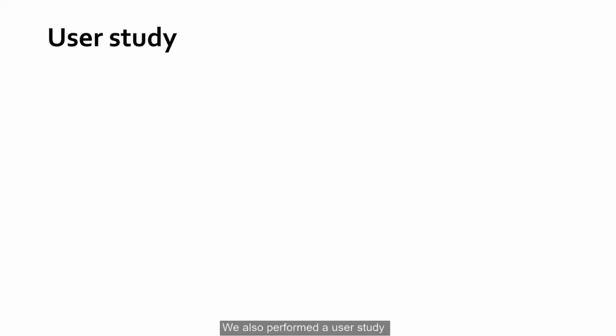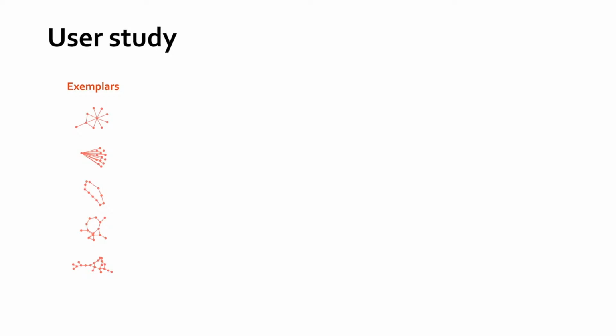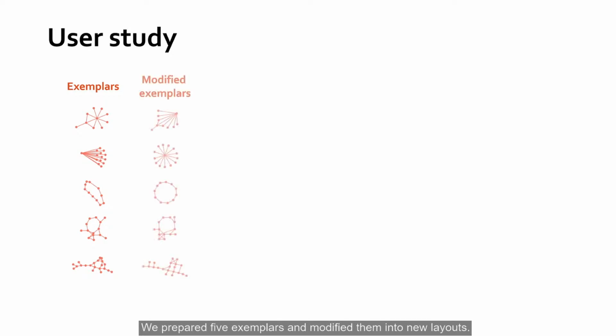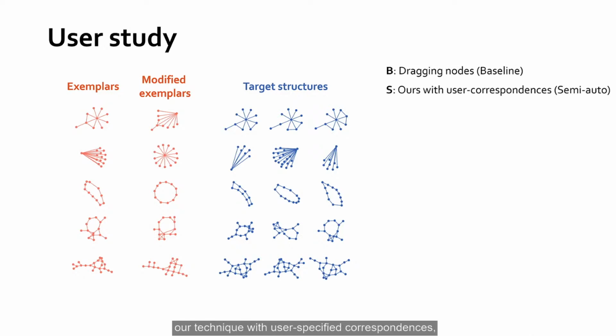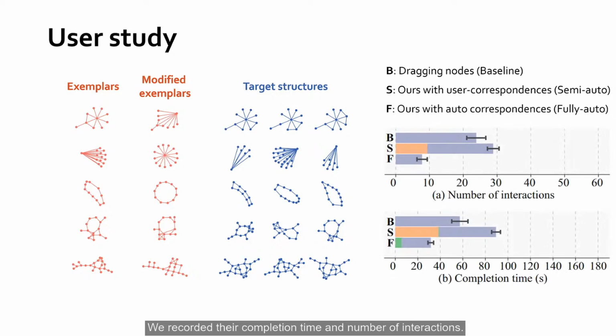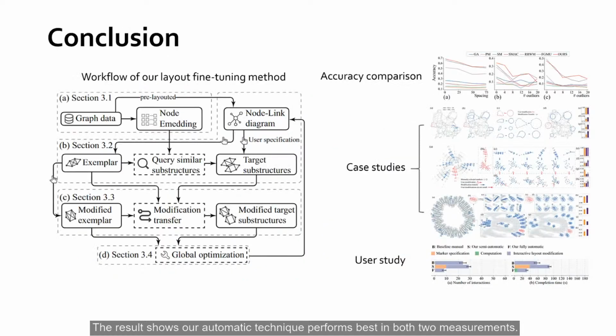We also performed a user study to verify whether our modification transfer technique can reduce human error. We prepared 5 exemplars and modified them into new layouts. For each exemplar, we prepared 3 target structures and asked the participants to fine-tune these target structures using 3 different techniques: dragging node, our technique with user-specified correspondences, and our technique with auto-generated correspondences. We recorded their completion time and number of interactions. The result shows our automatic technique performs best in both 2 measurements.